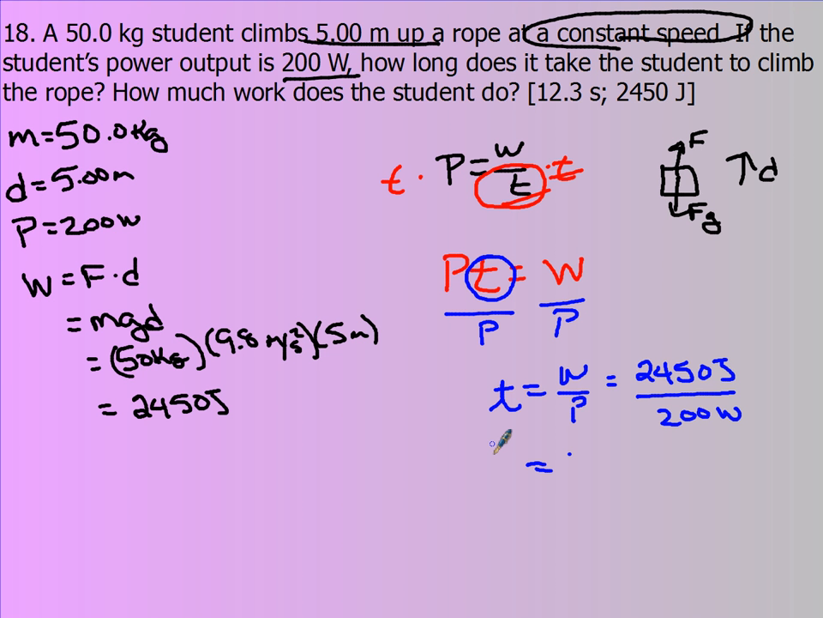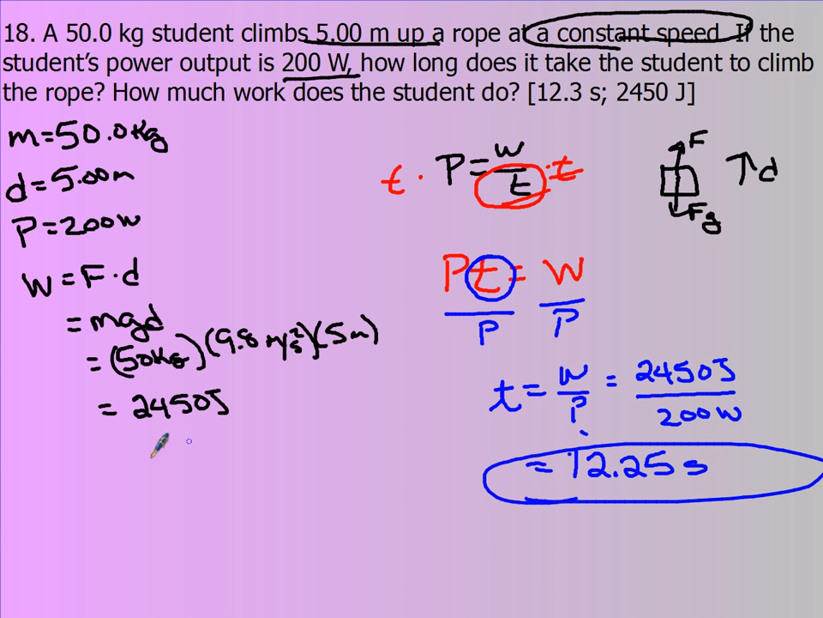2,450 divided by 200 is 12.25 seconds. So there are my two answers.